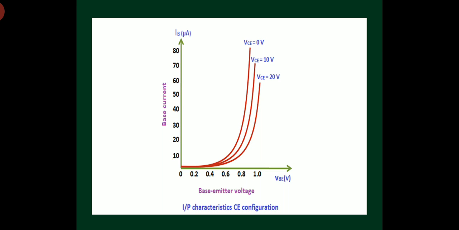So if I increase VCE to 20 volts, what will happen? Simply the current reduces much more. So the graph shifts further towards the right side.